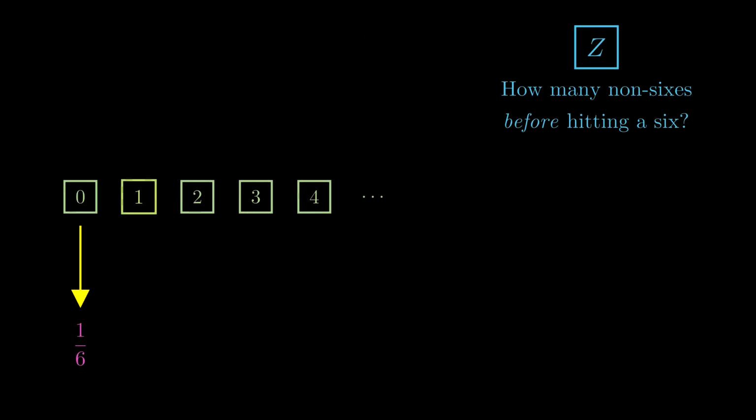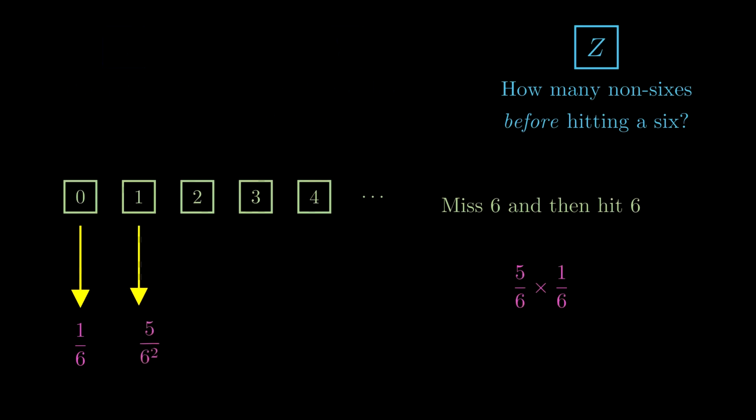What about 1? 1 means he failed exactly once, so he must have missed the 6 on the first try, then hit it on the second try. Missing the 6 has probability 5 out of 6, and then hitting the 6 has probability 1 out of 6. When we multiply these, you get a fraction, but we'll write this probability as 5 out of 6 squared. You'll see why soon.